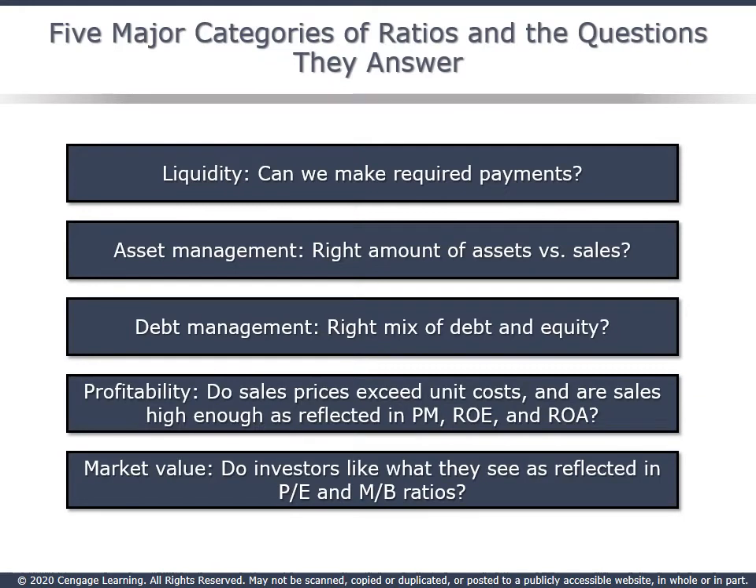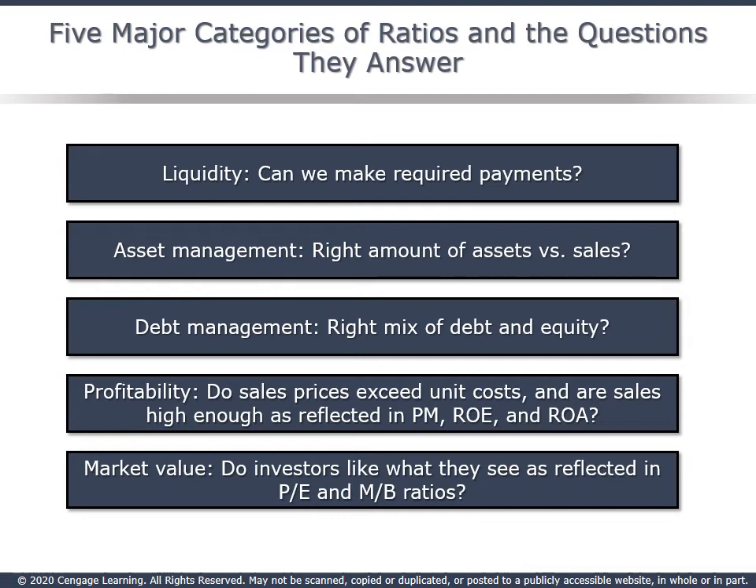There are 5 major categories of ratios that we will study. The first is liquidity, and these ratios answer whether or not the firm can meet its short-term obligations as they become due. In other words, can they make their required payments? Category 2 is asset management. Based on a firm's assets, is it producing the right amount of sales?